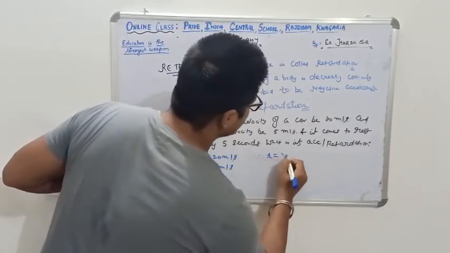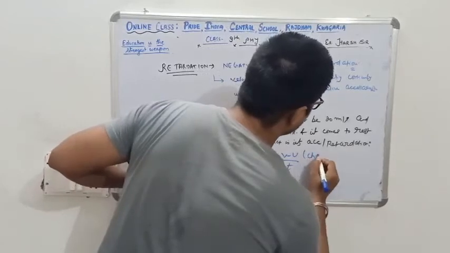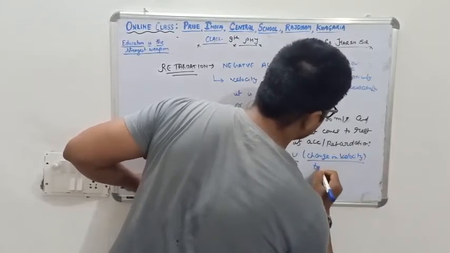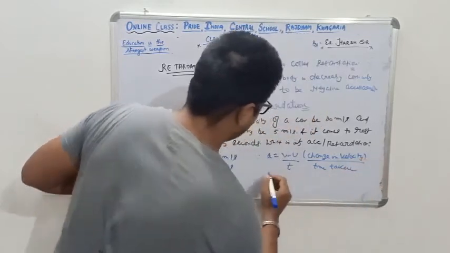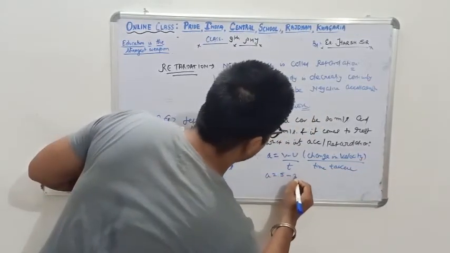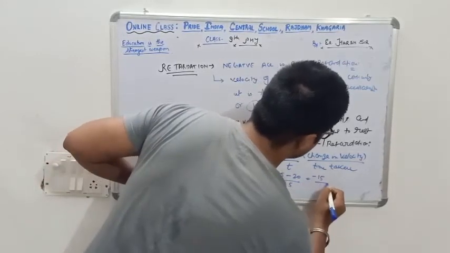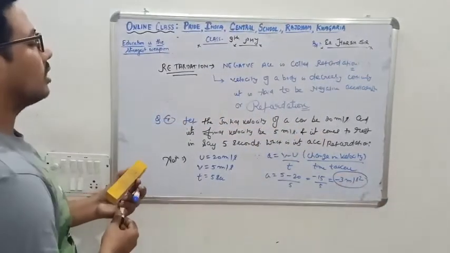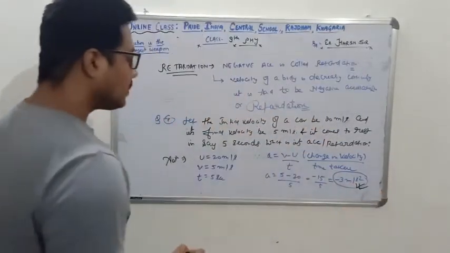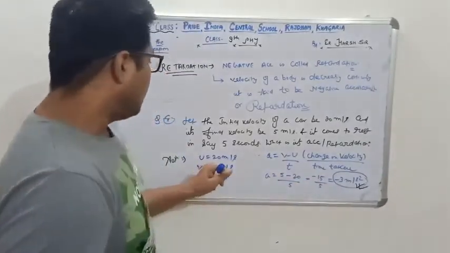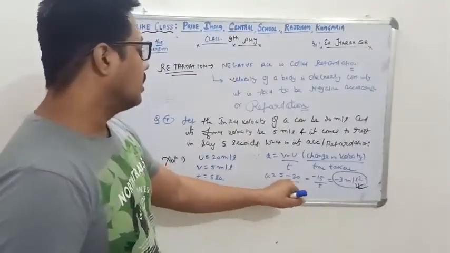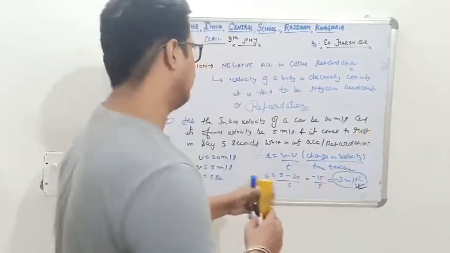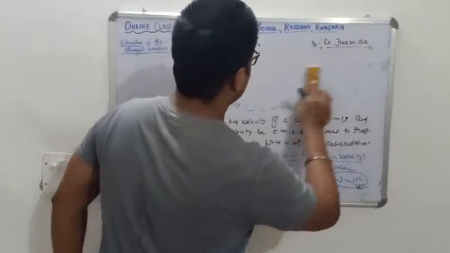So as we know, acceleration is v minus u divided by t. What is this? This is nothing but the change in the velocity divided by the time taken. So a will be equal to v, which is 5, minus 20, divided by 5. This becomes minus 15 divided by 5. This becomes minus 3 meter per second square. This is what is called retardation. v is 5, u is 20, time 5 seconds. So 5 minus 20 is minus 15 divided by 5, minus 3 meter per second square. But this is what is called retardation. I think you might all have understood what retardation is now.